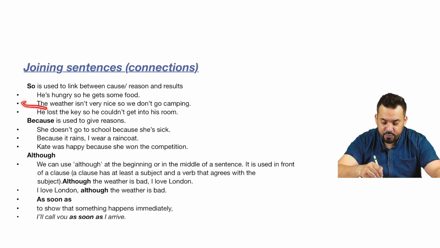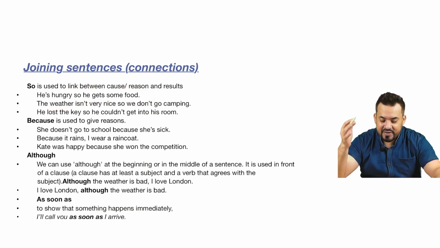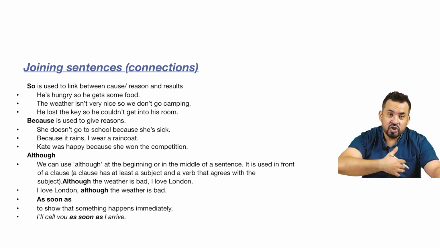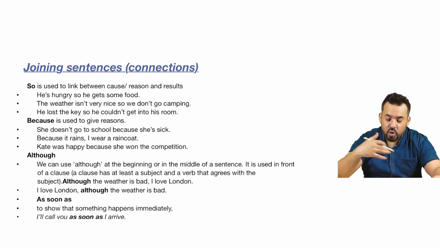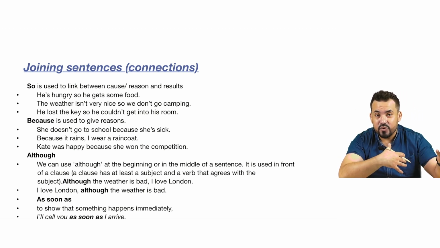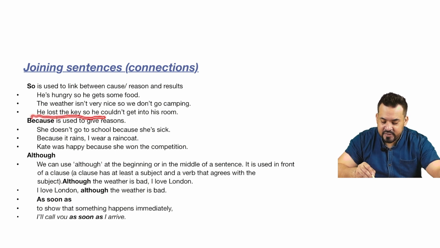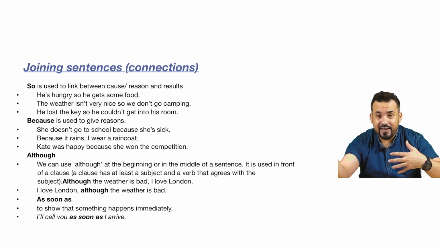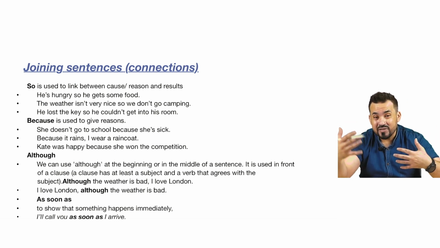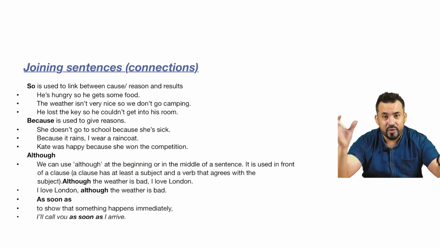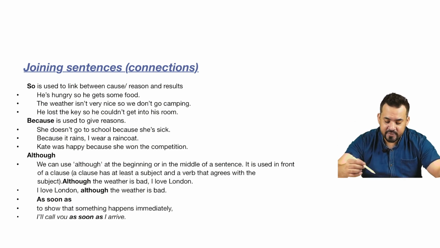Notice here we use the present simple. The weather isn't very nice, so we don't go camping. So the reason we are not going camping is the weather. He lost the keys, so he couldn't get into his room. So the reason he wasn't able to get into his room is because he didn't have the keys. We can use this in the past simple, or we can use it in the present simple, depending on the context.